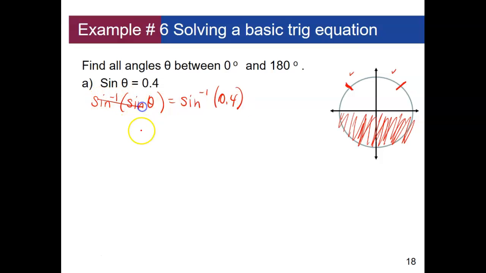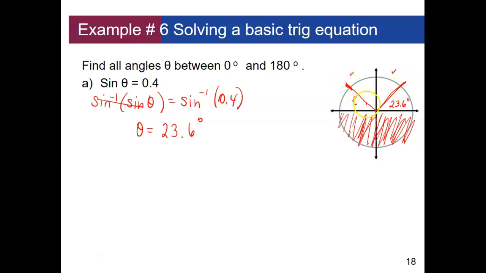Okay, we know that those are going to cancel. So the inverse sine of 0.4 is going to give me 23.6 degrees. Okay, so that is this angle over here. That's 23.6. But like I said, there's one over here that we also need to find as well.